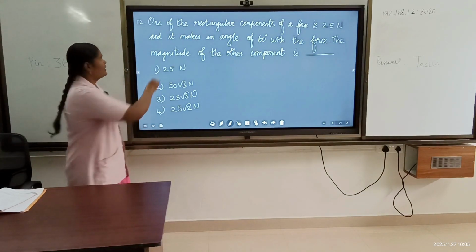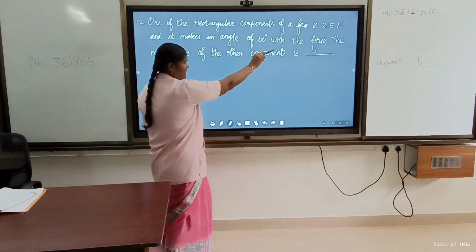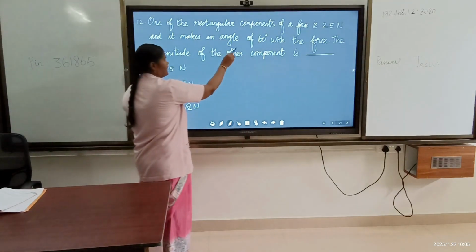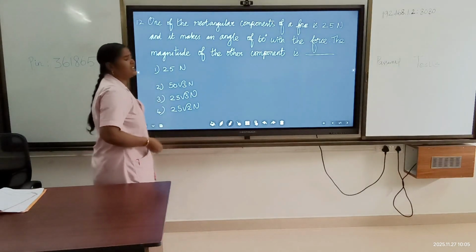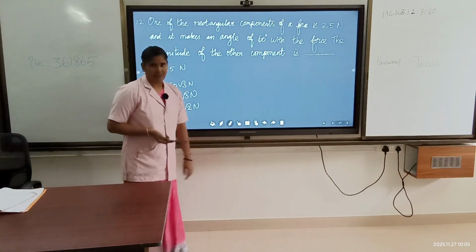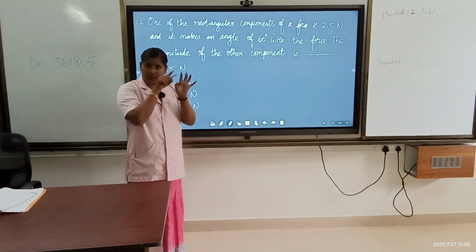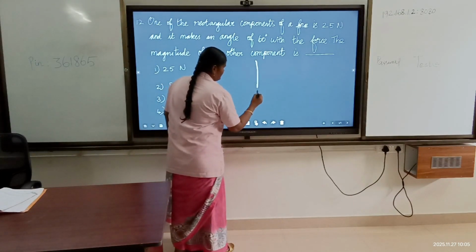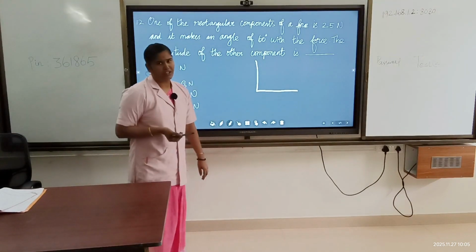What they have given: one of the rectangular components of a force is 25 Newton and it makes an angle of 60 degree with the force. The magnitude of the other component is dash. We all know rectangular component means they are perpendicular to each other, right? So let's draw the diagram. So these are rectangular components, okay?